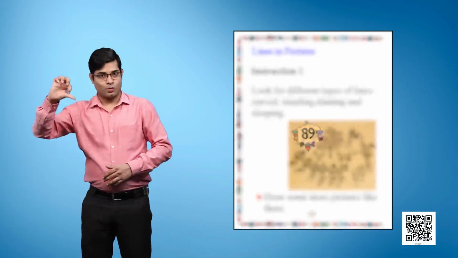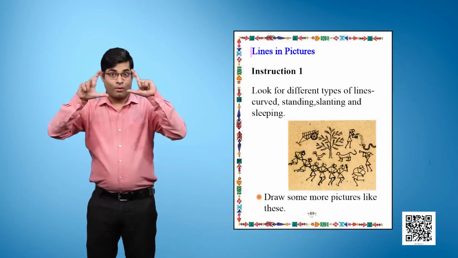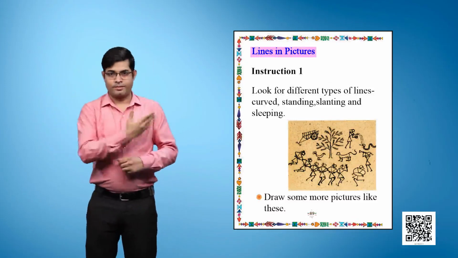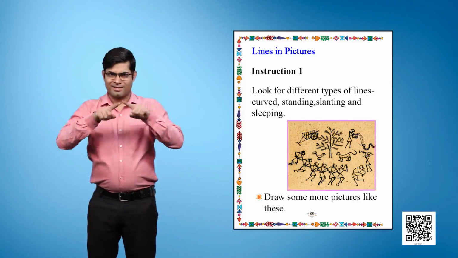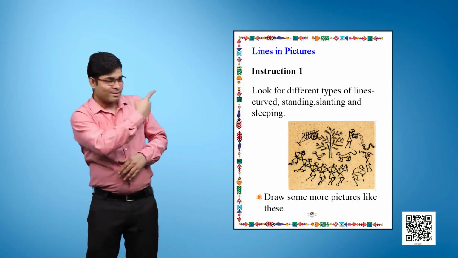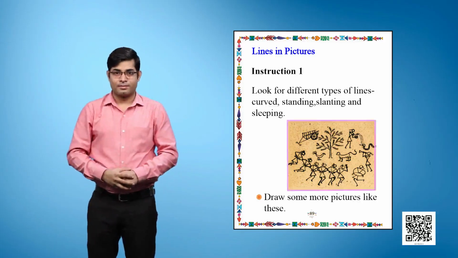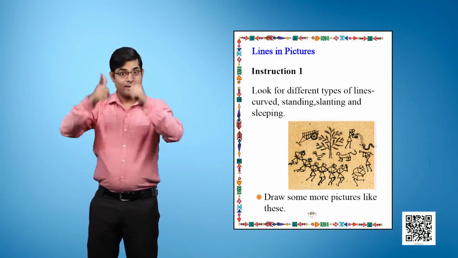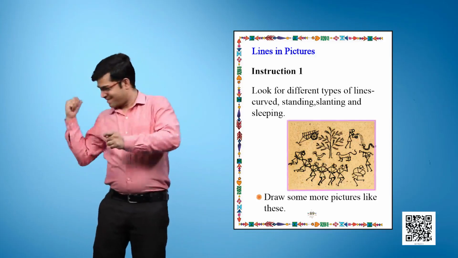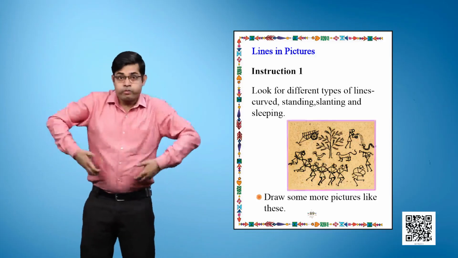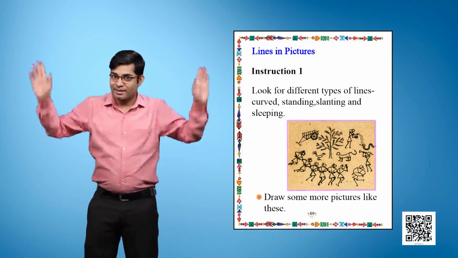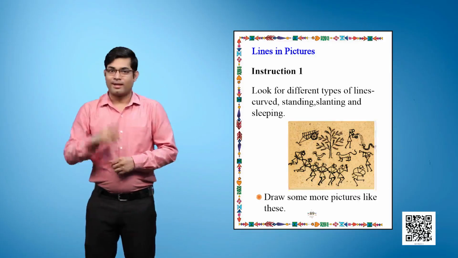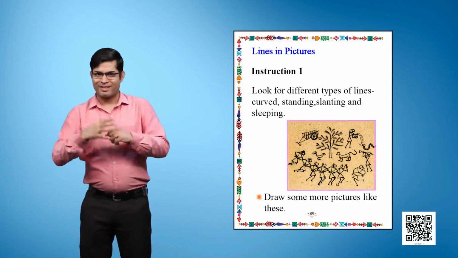Page 89. Lines in pictures. More than half of this page has a square-shaped box with pictures of tree, bullock cart, monkey, bird, snake, and females drawn using lines.